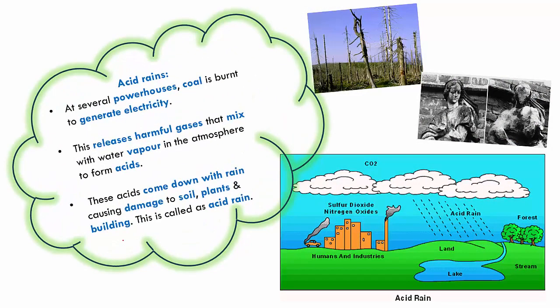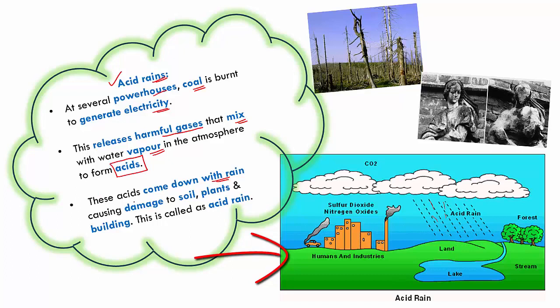Now, another major issue that we are facing because of air pollution is acid rain. What is acid rain? You know that several factories like powerhouses burn coal to generate electricity. Because of this burning of coal, several harmful gases are released into the atmosphere. Once released, they mix with the water vapor present in the atmosphere and form substances called acids. These acids will come down with rain. Once it starts to rain, like this picture here, these acids will mix with water and come down as acid rain.